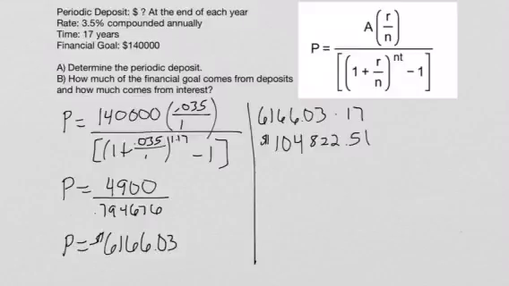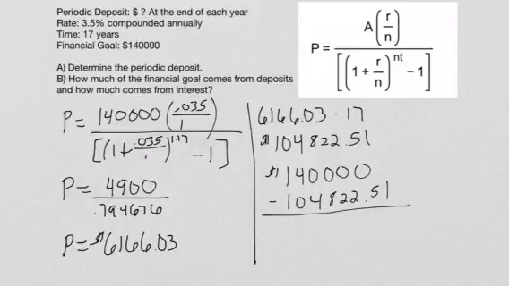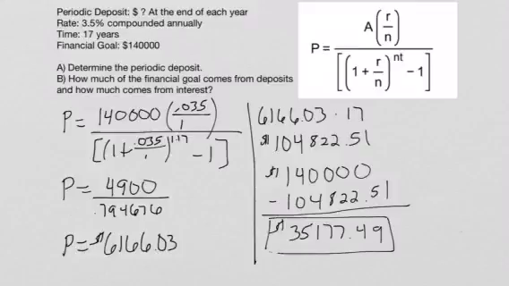So then if we take that amount and subtract it from our financial goal amount of $140,000, that'll tell me how much must have come from the interest. And so when we subtract those, we get a total of $35,177.49. So that is your interest amount. That's how much of your financial goal comes from your interest alone. And then the $104,822.51 is how much comes from your deposits.